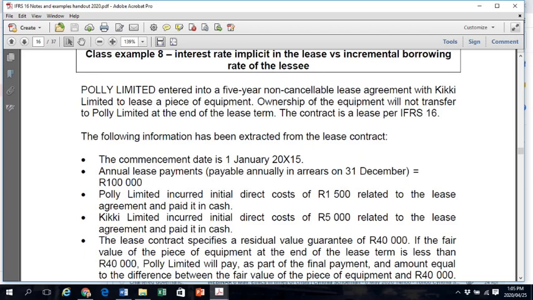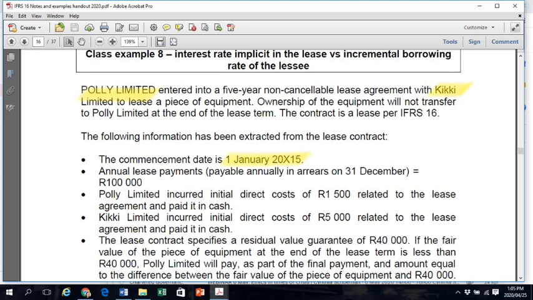Example 8 looks at determining the interest rate variable. Poly Limited, the lessee, entered into a 5-year non-cancelable lease agreement with Kiki, the lessor, to lease a piece of equipment. Ownership of the equipment will not transfer to Poly Limited at the end of the lease term, and the contract is a lease per IFRS 16.